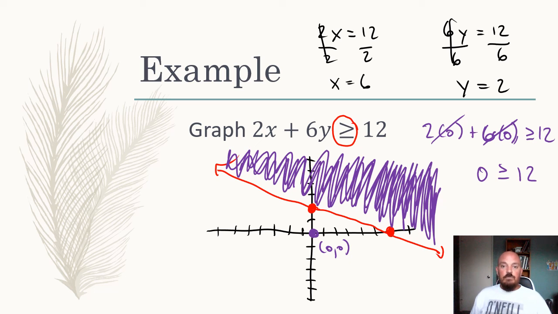And then the last step for both of them, whether it's a solid or a dotted line, is to shade. Pick any point not on the line. Remember, I like to use 0, 0 if I can, but you can pick any point. If you pick the point and it works, shade where that point is. If you pick the point and it doesn't work, like this example on the screen right now, then that's not the side where the answers are. Shade the other side.